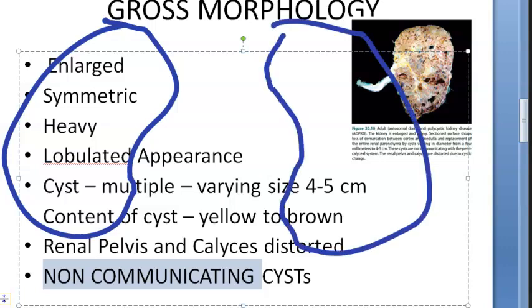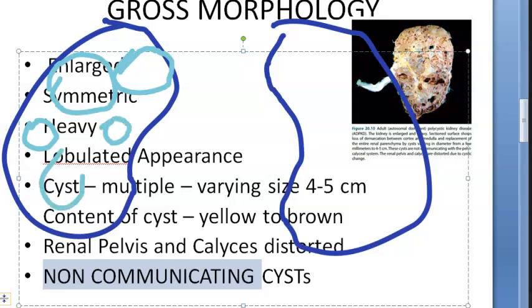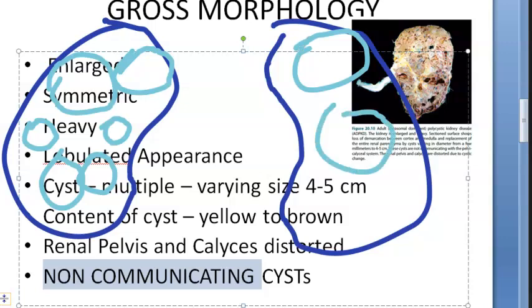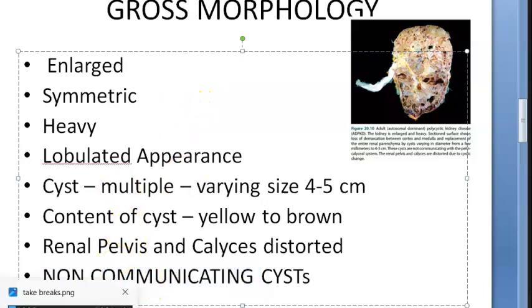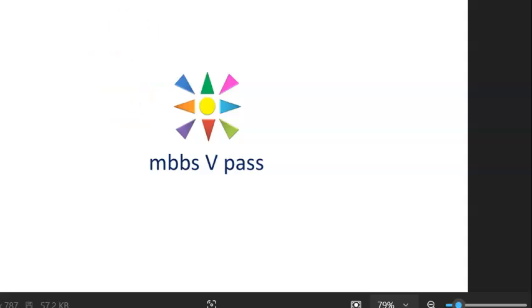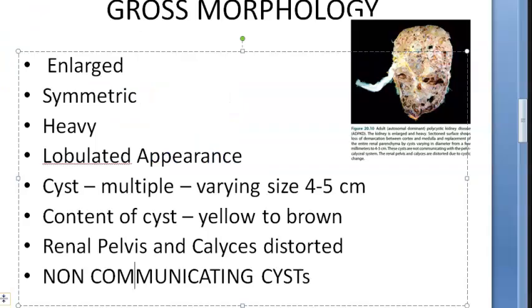That they have multiple cysts which are non-communicating. Remember, if they communicate, then it becomes hydronephrosis. These cysts are well defined, thin-walled, clear fluid filled. That's what, or the fluid can be yellow to brown anyway. So remember to just say that these are non-communicating cysts. If it is communicating, what is it? If the cysts are communicating, it's hydronephrosis. Remember, now we are talking about polycystic kidney disease where there are non-communicating cysts.